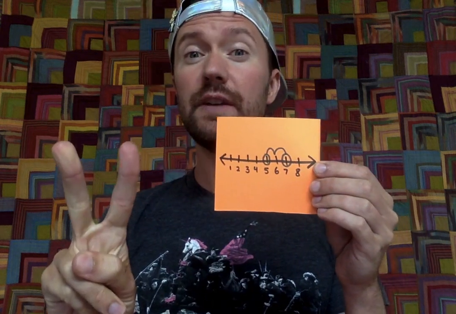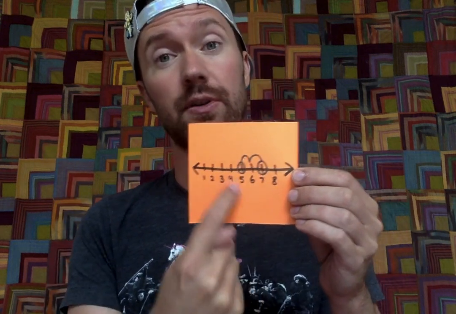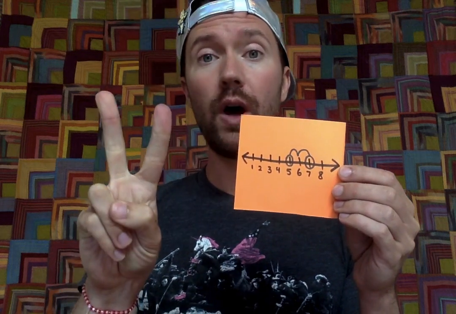So I told 2 different math stories that matched the number line that was on this flashcard. One story where 2 parts came together to make a whole, and one story where I had a whole, part of it was taken away, and part of it was left or remained.